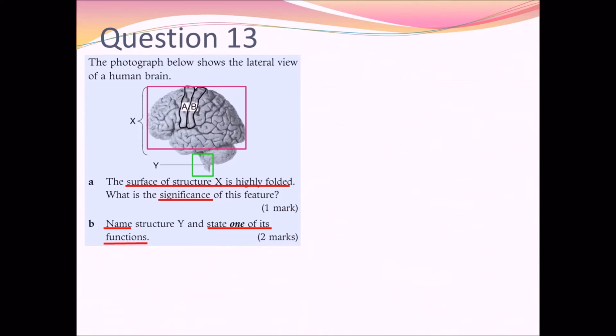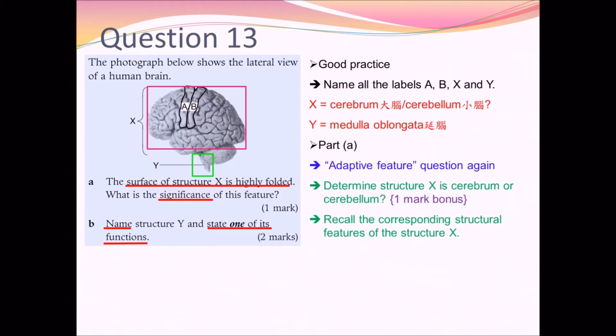Part A is talking about the surface of structure X being highly folded. What is the significance of this feature? And then part B, name structure Y and state one of its functions. You can see that part A and part B are already asking about structures X and Y. So beforehand, if you can name X and Y, it will be easier for you to understand the question. Good practice, name all the labels A, B, X, and Y. For this diagram, we talk about X and Y first to deal with part A and part B.